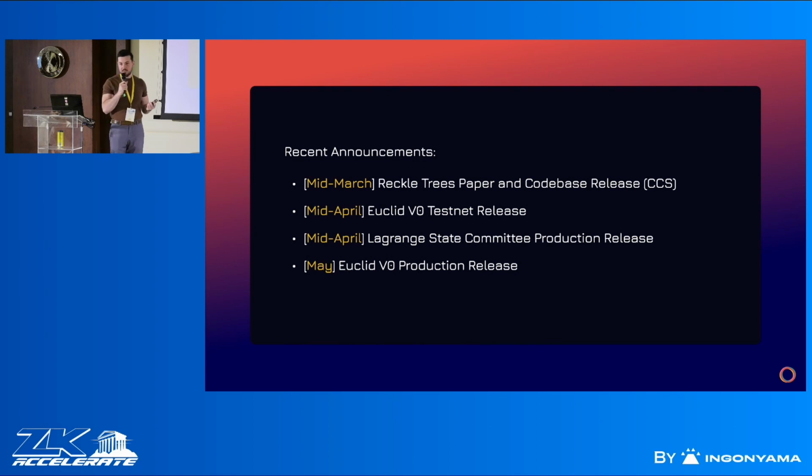The Euclid testnet, V0 of our verifiable database and coprocessor, is coming out next week. We have a production release a little bit later today on another one of our products called State Committees, which will be going live on EigenLayer. And then in May, we expect to have production for our Euclid database on Ethereum.